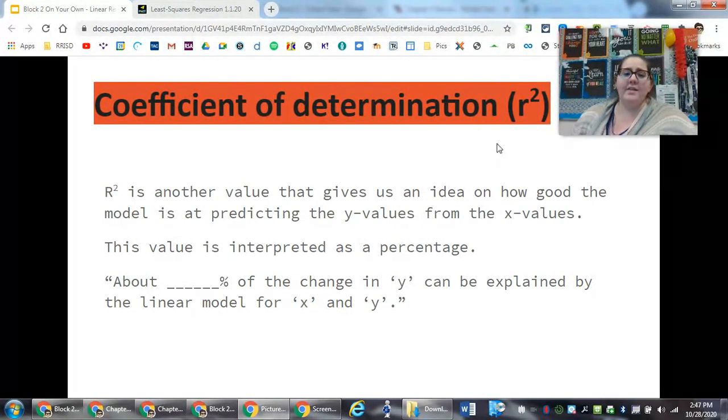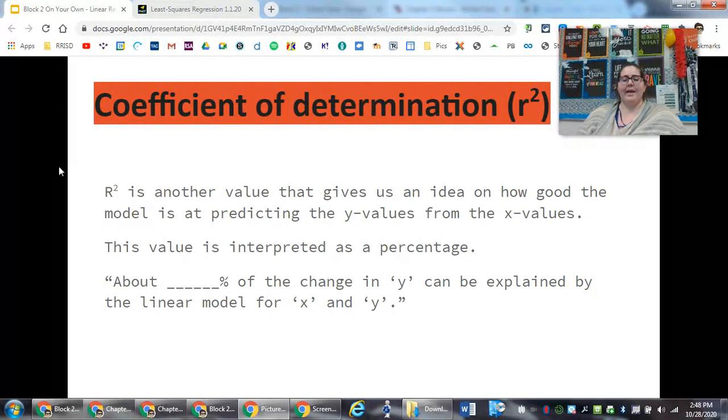So let's talk about what that R squared value actually is. In statistics, we call this the coefficient of determination because we like to be fancy with our words. The R squared value is basically another value that gives us an idea of how good the linear model is at predicting our Y values from the X values. And we interpret R squared as a percentage, which is why it's typically given to us as a percentage. So the way we interpret R squared is something like this.